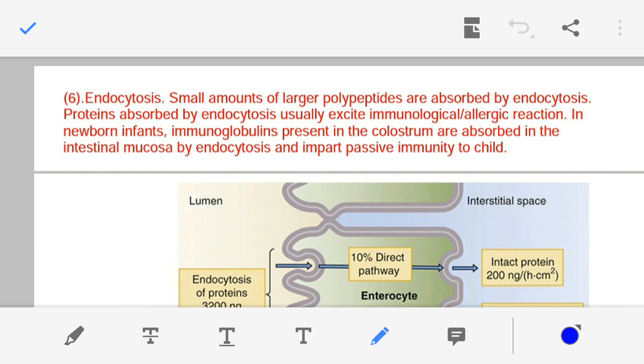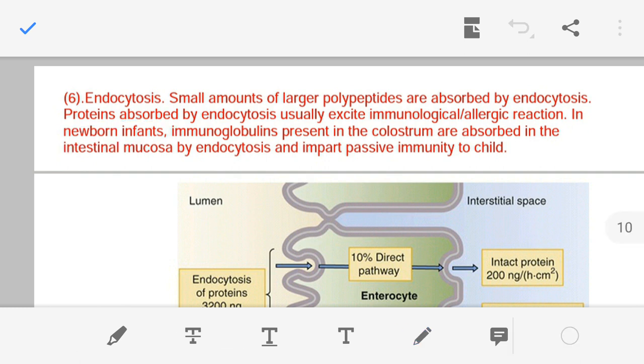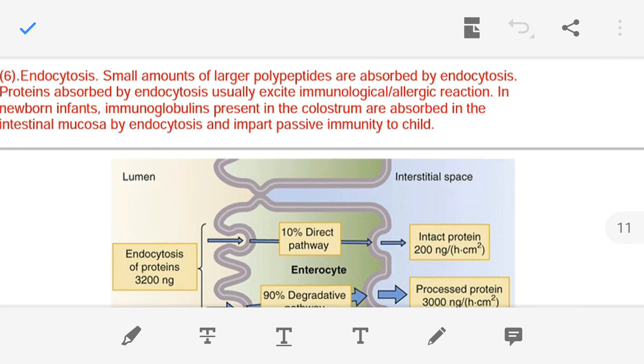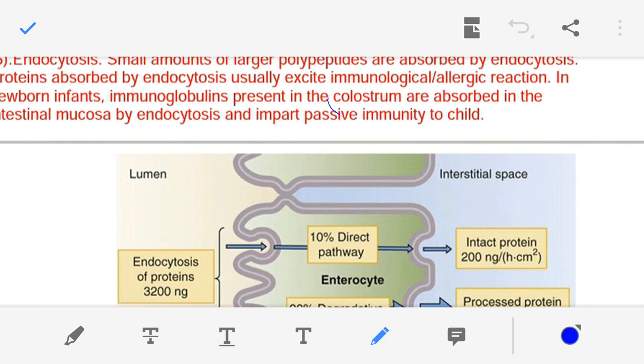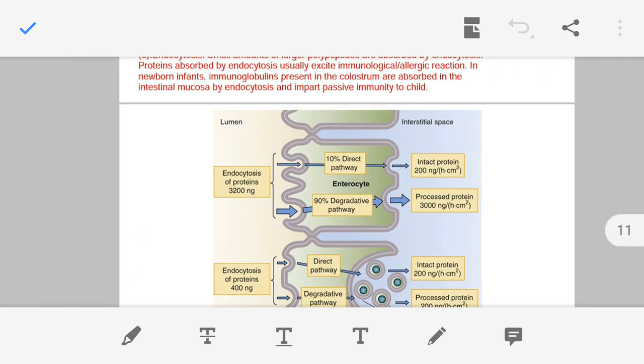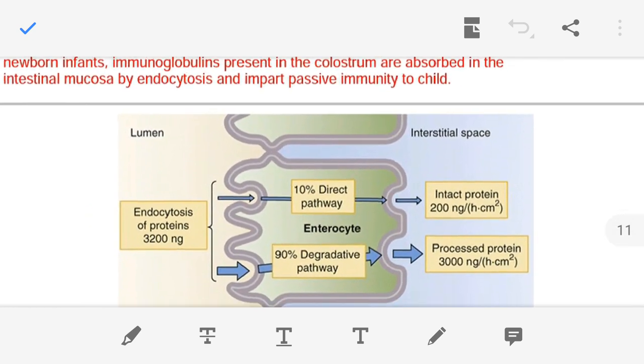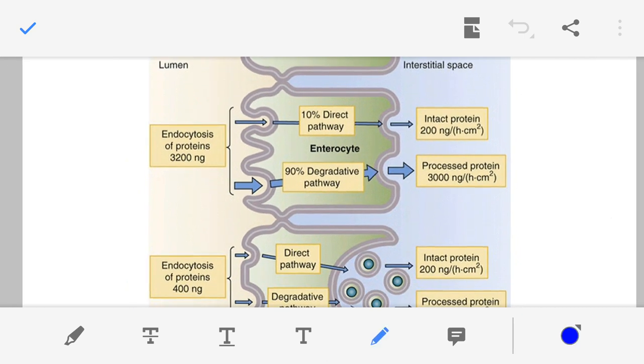In the newborn infant, the digestive system is not very well developed, and to get the nourishment, the baby is sucking the mother's nipple, and in the initial few days after the birth, the baby is basically sucking the colostrum. So now what happens to the colostrum protein? Here this is the lumen of the newborn's small intestine.